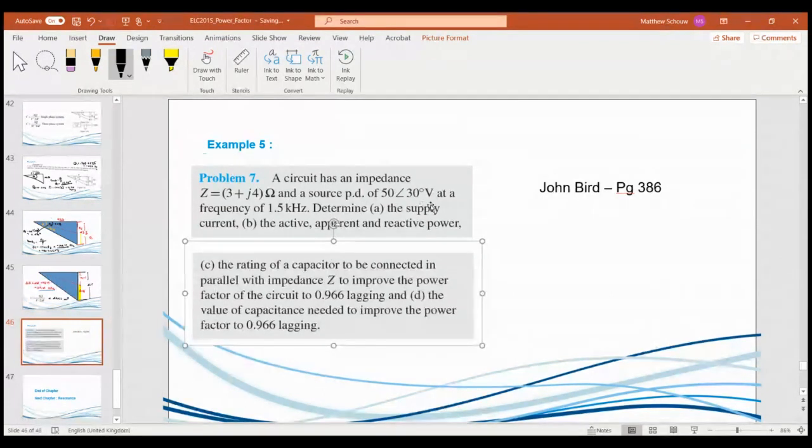What you first need to do is come up with the current. Once you have the current, in this case they give you a voltage at 50 degrees, not at 0. Find the active power, the reactive power, and the apparent power. Through this, your current will give you a power factor angle, and your power factor.